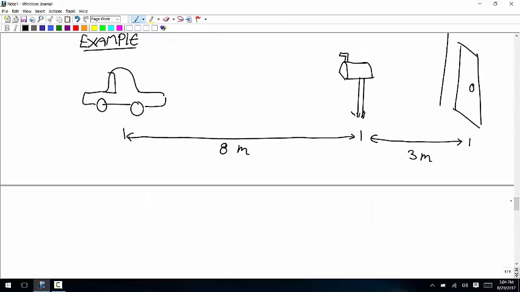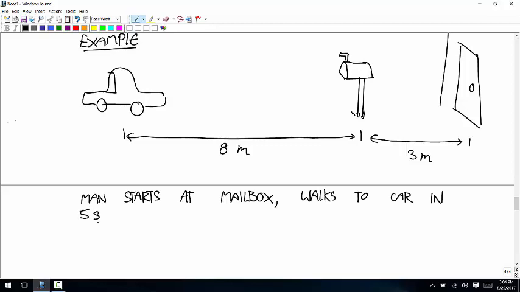And let's say that a man starts at the mailbox, walks to the car in 5 seconds, walks back to the mailbox in 10 seconds because he's getting tired, and then walks from the mailbox into the house in 2 more seconds.